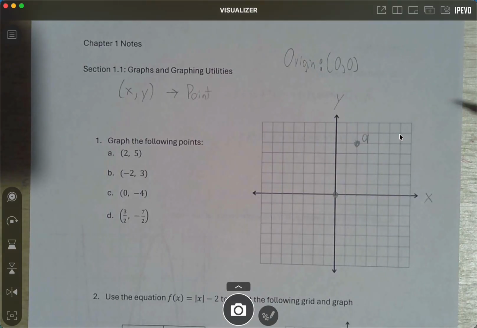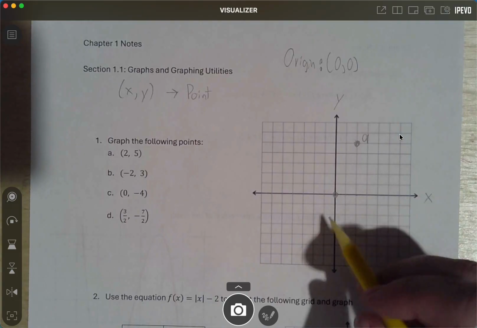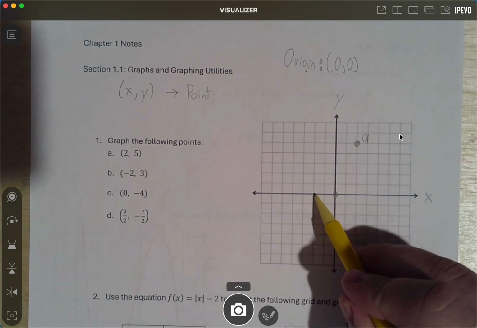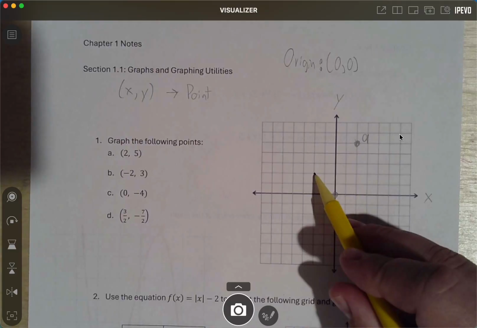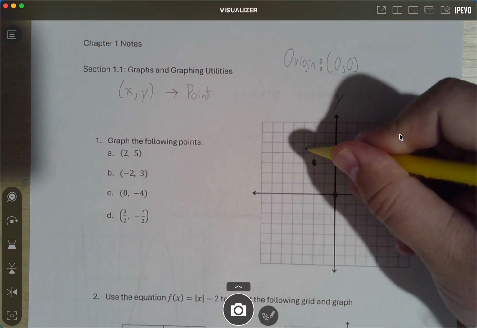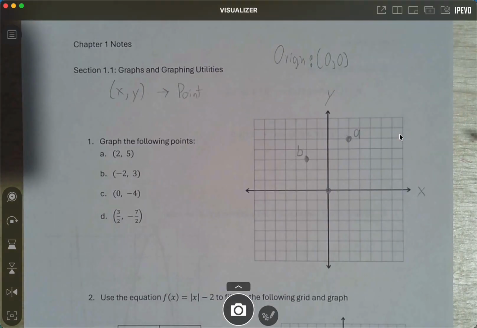With that being said, hopefully the next few are pretty straightforward, but here we go. We'll move left 2, left 1, 2 on the x-axis because the first one was negative 2. And then 3, so up 3, 1, 2, 3. That puts point B, or example B, or whatever you want to call it, right there. So left 2, then up 3.